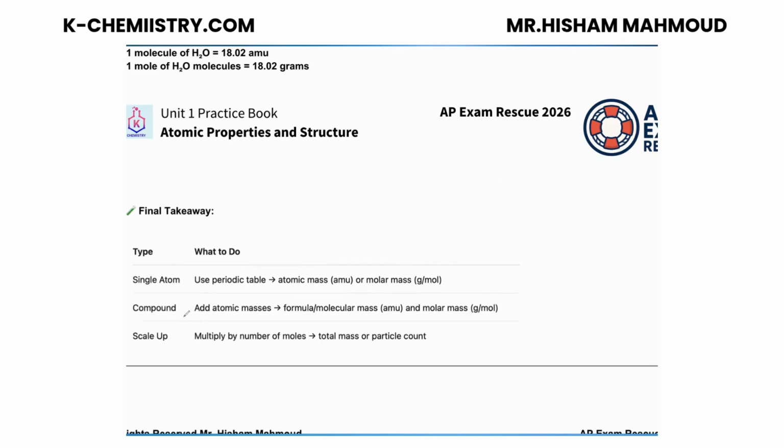What about in the case of a compound? You just add the atomic masses together. Formula mass if it is an ionic compound, and molecular mass if it is molecular. This is only a difference in the name, but the calculation is the same, by addition. Scale up, multiply by the number of moles, and the total mass follows from the particle count.